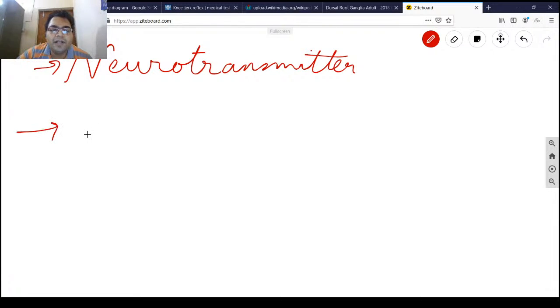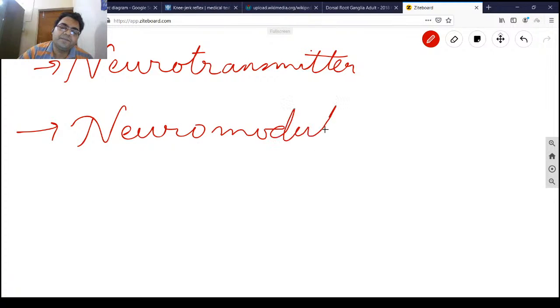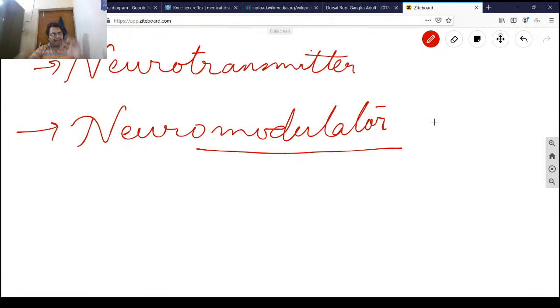Another thing is also asked, known as neuromodulator. Just by the name you can say what is a modulator. If a neurotransmitter is released, it will directly bind to the receptors present on the dendritic spine of the postsynaptic neuron. It will bind to it and it will cause an effect.